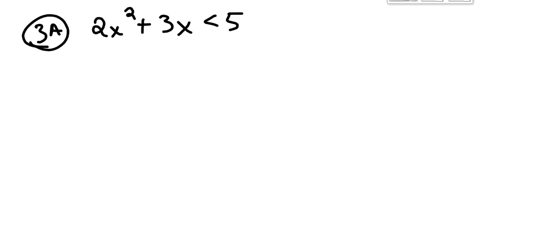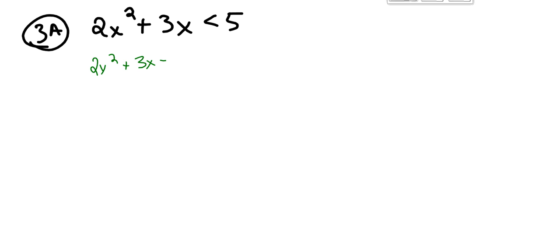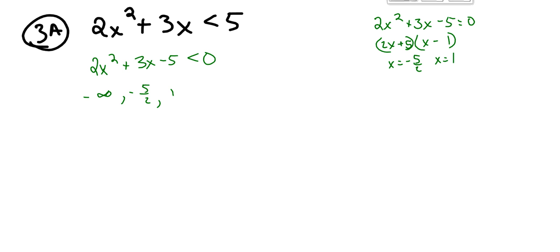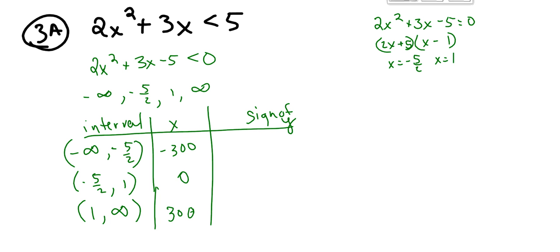So take a minute, try this next one yourself, and then we'll compare our answers. Okay, let's see how you did. My first job is to get one side with 0 on it, and then I found the zeros quickly there, and then I lined them up from -infinity to positive infinity. Then I made my interval table, and I just tried some easy to try numbers, so -300, 0, and +300.